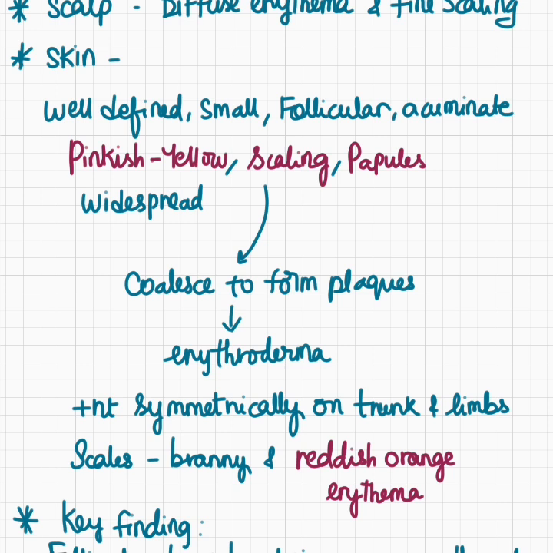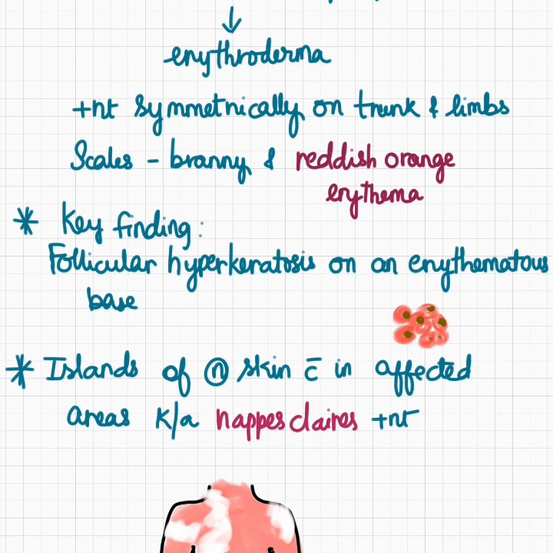They coalesce to form plaques, and all these plaques finally coalesce to involve larger body surface areas leading to erythroderma. So the lesions present symmetrically on trunk and limbs, and the scales are brawny, that is brown-like, and reddish orange erythema is seen. The key finding is follicular hyperkeratosis on an erythematous base.